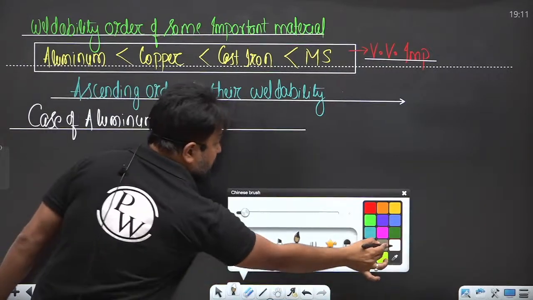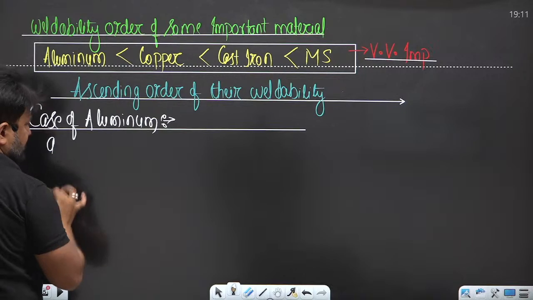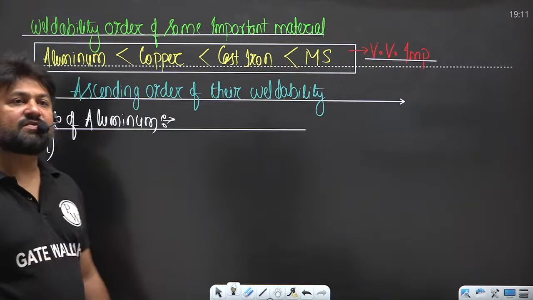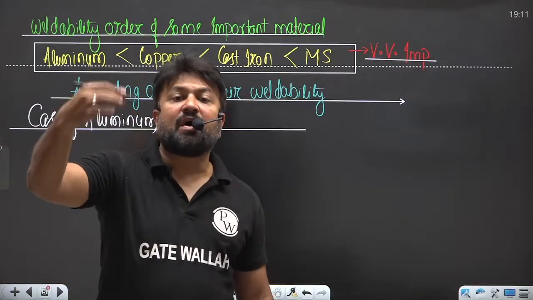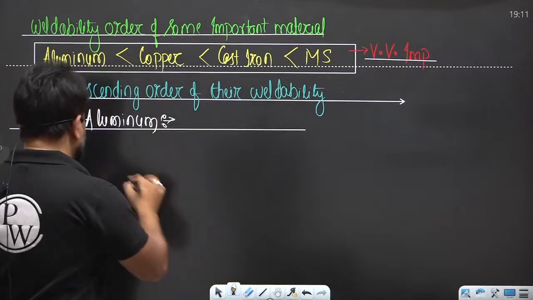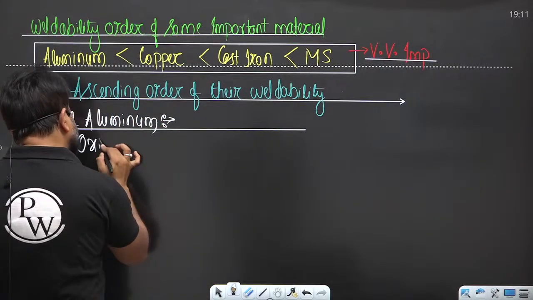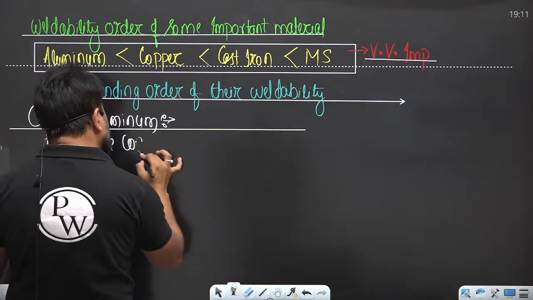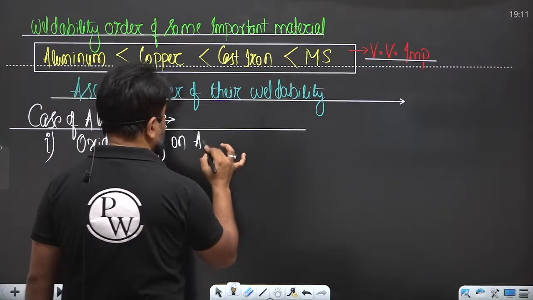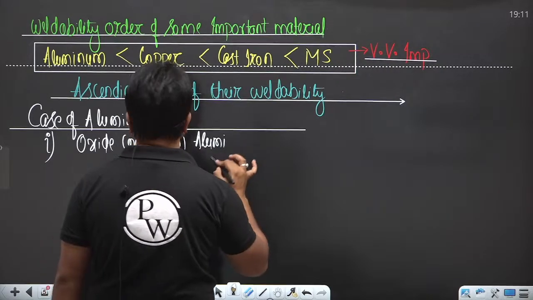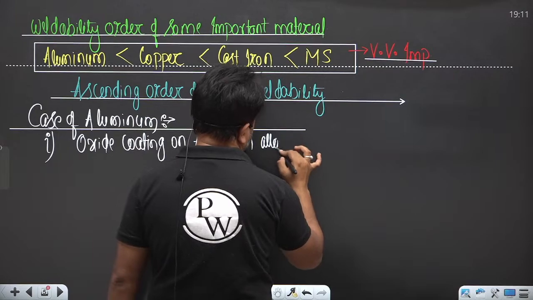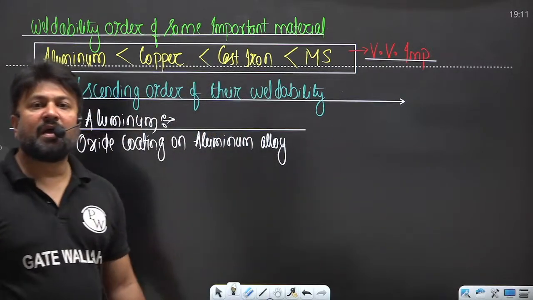My dear, the number one reason that aluminum is least weldable is the oxide coating on aluminum alloy, right? The oxide coating of aluminum alloys.